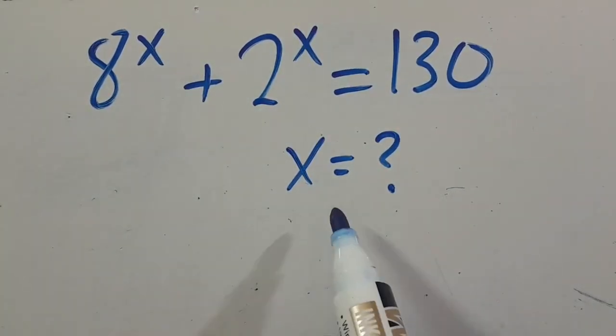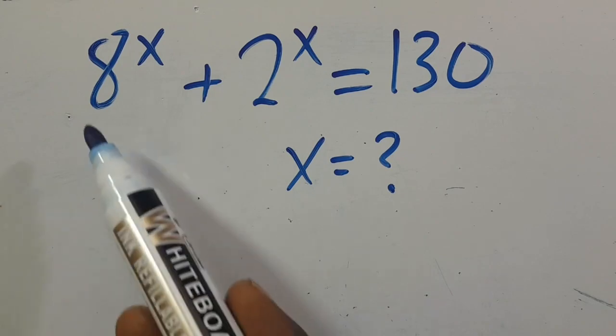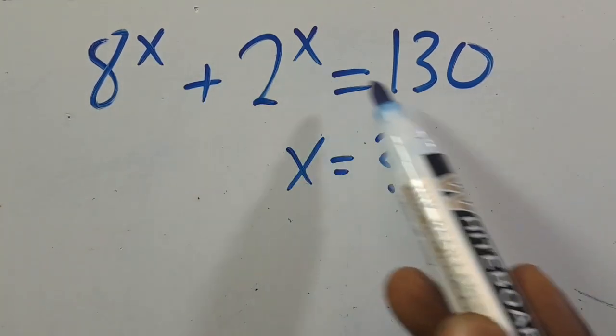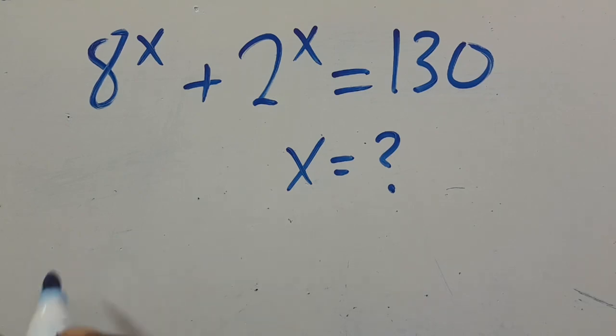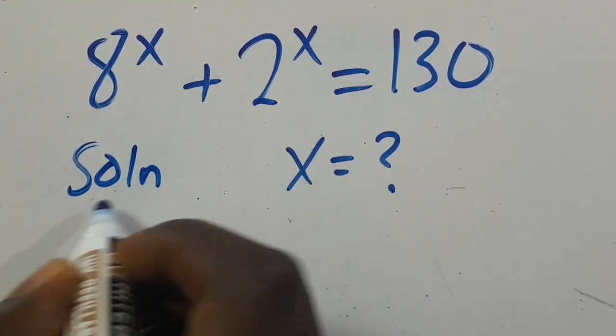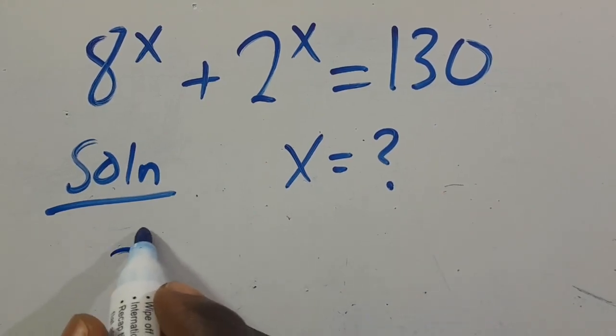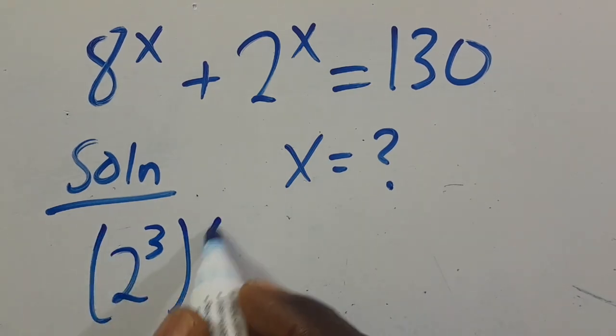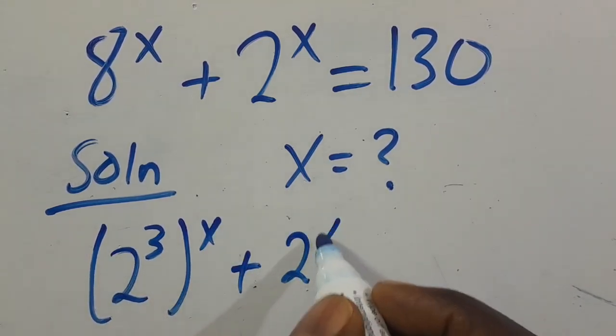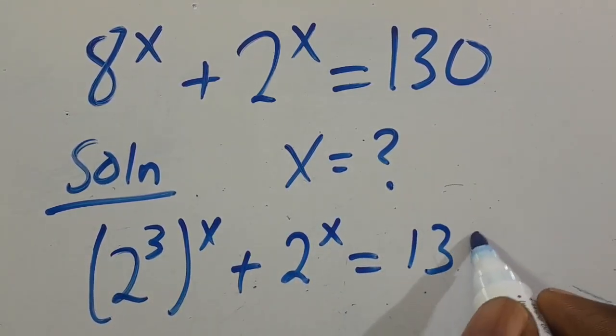What will be the value of x, given that 8 to the power of x plus 2 to the power of x equals 130? Then let's have the solution. Let's write 8 in base 2 as 2 to the power of 3, all in bracket, to the power of x, plus 2 to the power of x equals 130.